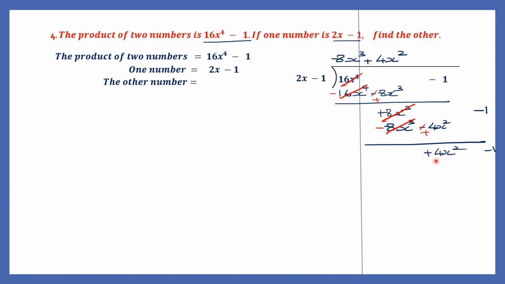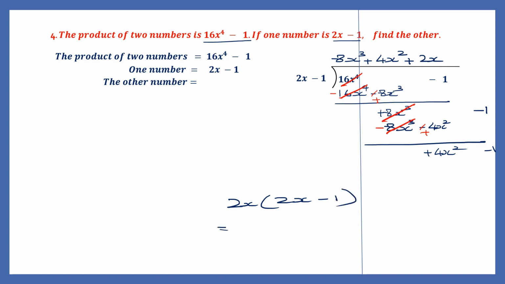Again, take the first term here divided by the first term of this, that is 2x. So that is plus 4x square divided by 2x. You can cancel 2 and 4. 2 2s are 4. So 2x to the power of 2 minus 1 is 1. 2x to the power of 1 is 2x. Write that in your quotient, plus 2x. Now we're going to multiply 2x into 2x minus 1. So let's do that. 2x into 2x minus 1.